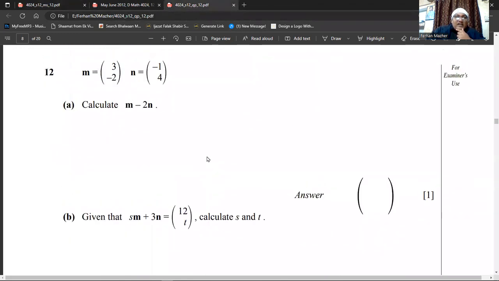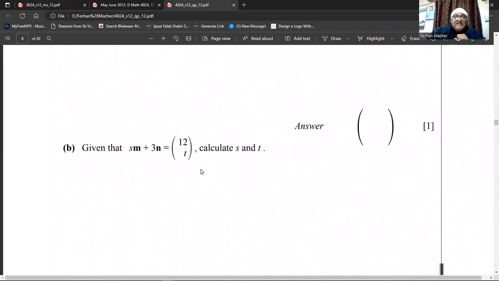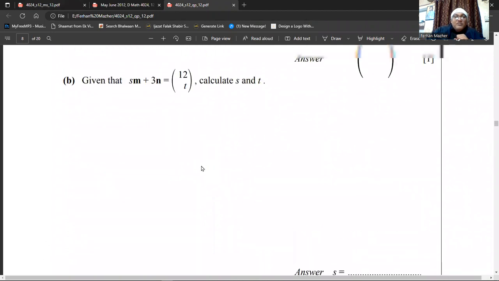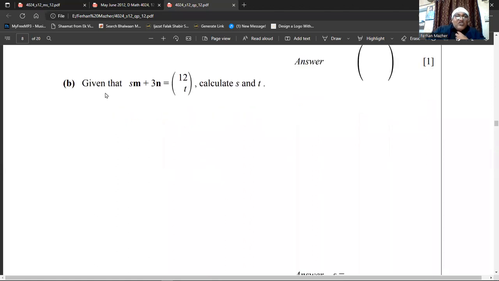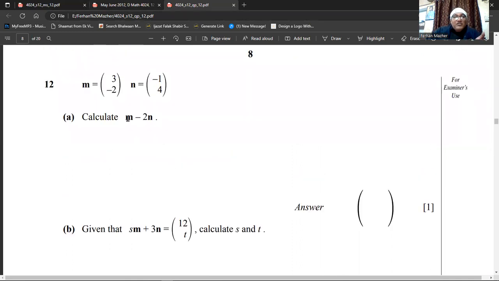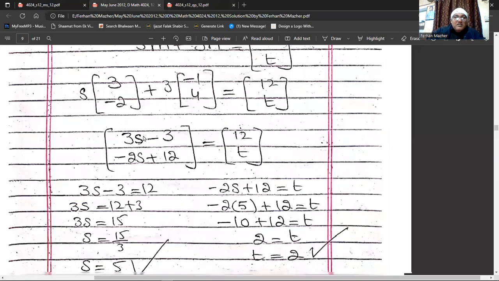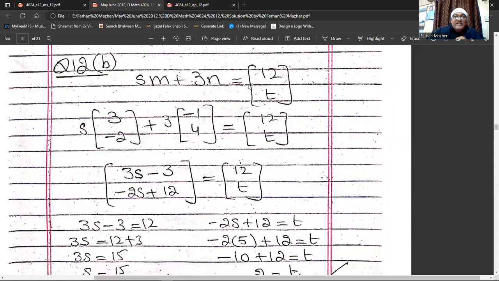Question number 12, and it's the B part. It's a 2 marks question. We have to find the values of S and T. So given that SM plus 3N equals the column vector 12, T. Okay, so we will just put in the values of M and N, and then we will do the comparison. SM plus 3N is equal to 12, T.